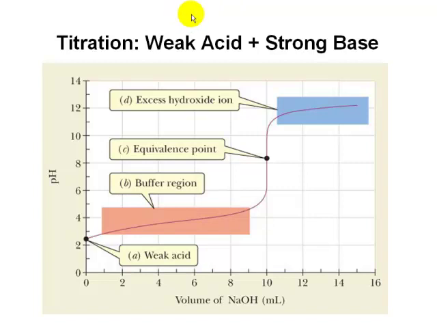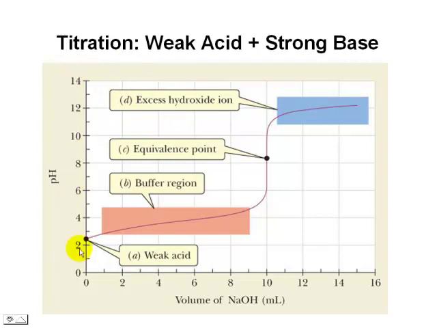Number one, the same volume of base is required to reach the equivalence point in both cases. And number two, the portions of the curves after the equivalence points are substantially the same. There are some important differences, though, between the two titration curves prior to the equivalence point. And you can see this in my figure here.